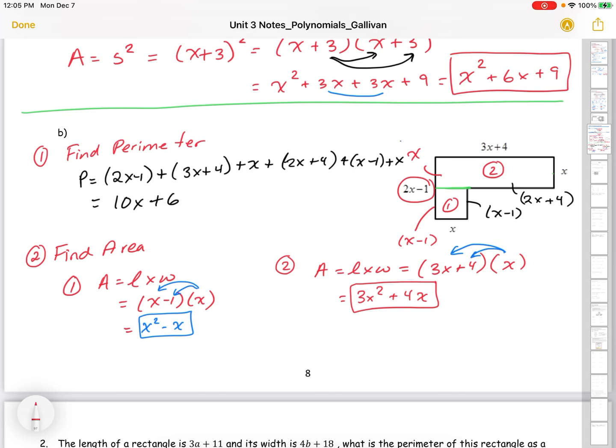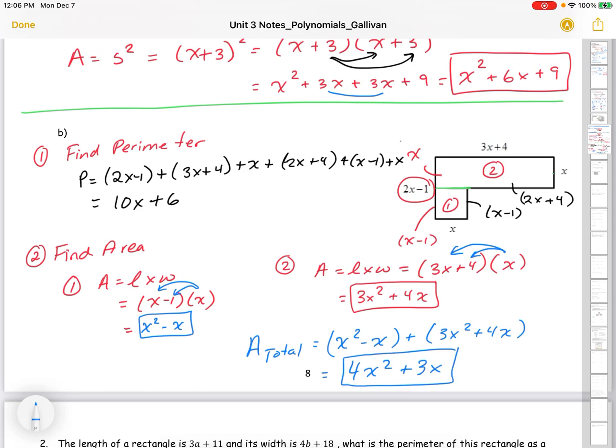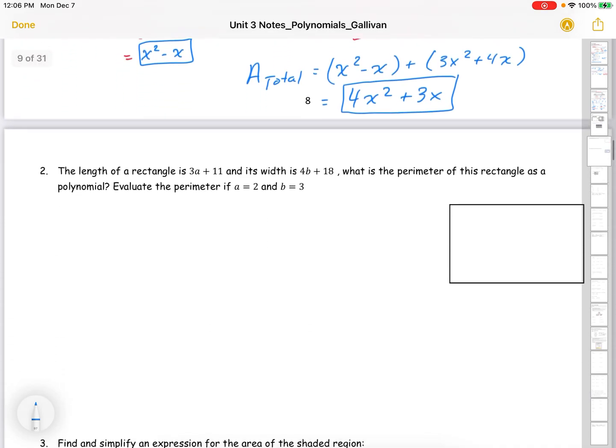So I'm going to want to get my total area, which will equal x squared minus x plus 3x squared plus 4x. So I'm going to add all those. x squared and 3x squared is 4x squared, minus x and 4x is plus 3x. So that would be my total area. There's a little bit of jimmying around, taking a look at the shape, trying to figure out what all of its sides are.